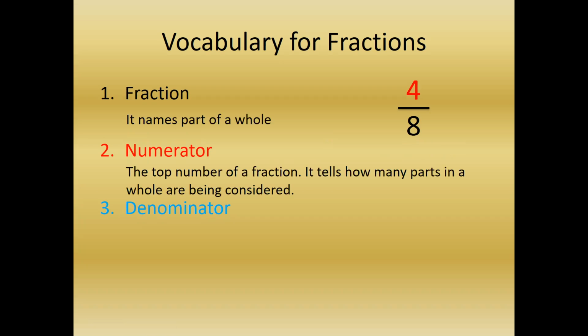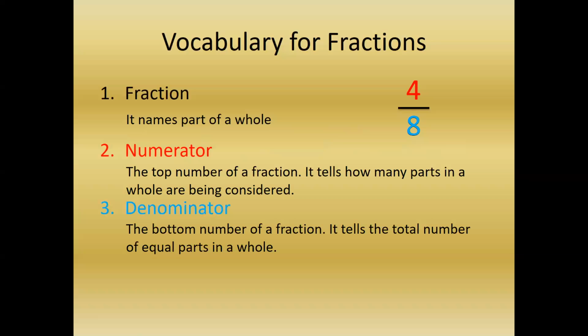The numerator is the top number of a fraction. It tells how many parts in a whole are being considered. So 4 in 4/8 is the numerator. The denominator is the bottom of a fraction. It tells the total number of the equal parts in a whole. So 8 in 4/8 is the denominator.